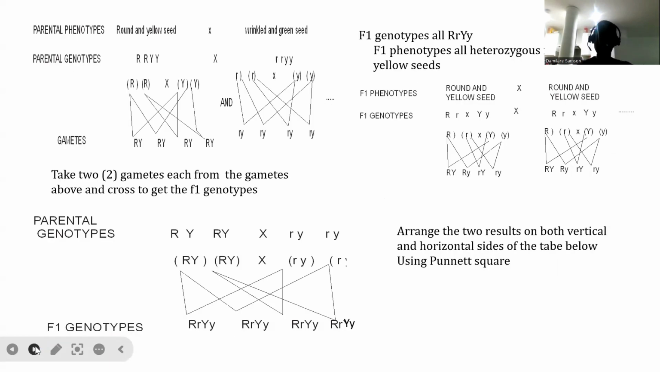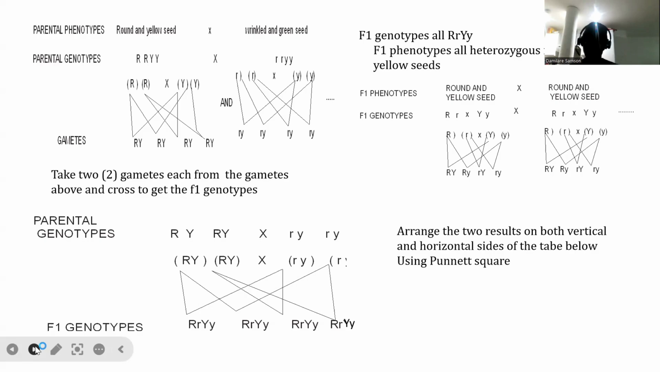Now, this is the crossing here. Remember the key. You always remember the key. Now, he picked a seed. He looked at the seed and noticed that, okay, a round seed has yellow seed.